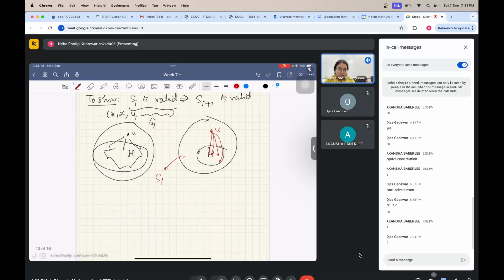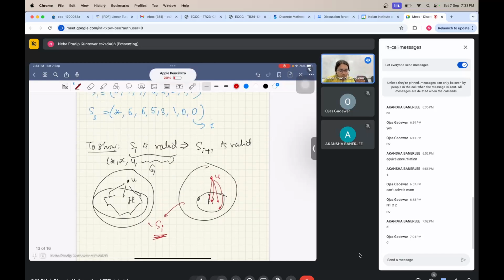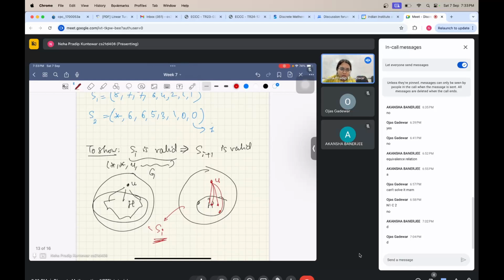So since h is valid and you're adding a vertex u such that you have edges on the corresponding highest degree vertices, then you get a valid sequence for Si. So it's just about adding a vertex and deleting a vertex. So at the moment, I think this is a sufficient argument to prove the theorem.